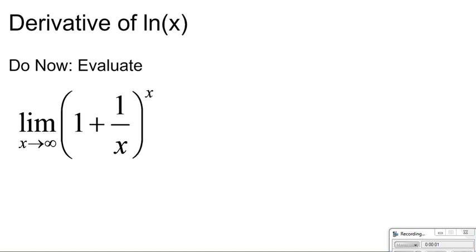Today we're going to be talking about the derivative of natural log of x. In order for us to do that, I want you to evaluate this limit expression: the limit of (1 plus 1 over x) to the x power as x approaches infinity. I'm just going to give you a little bit of time first, and we'll continue.